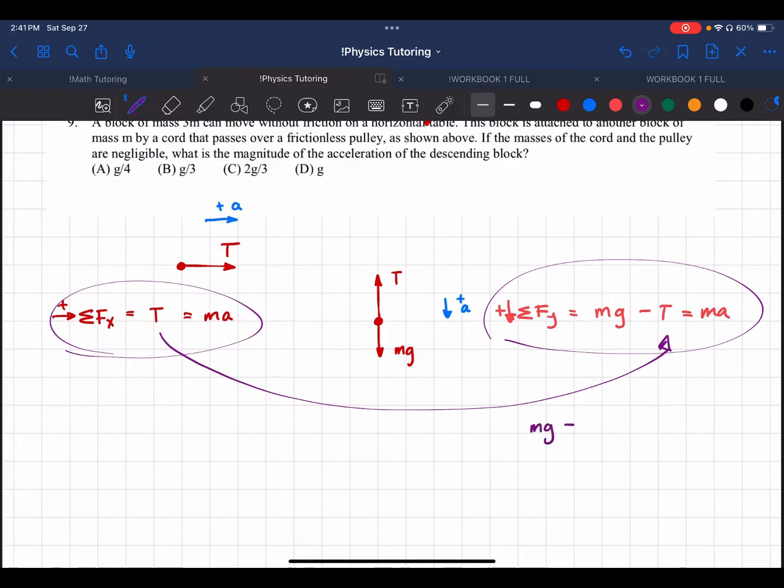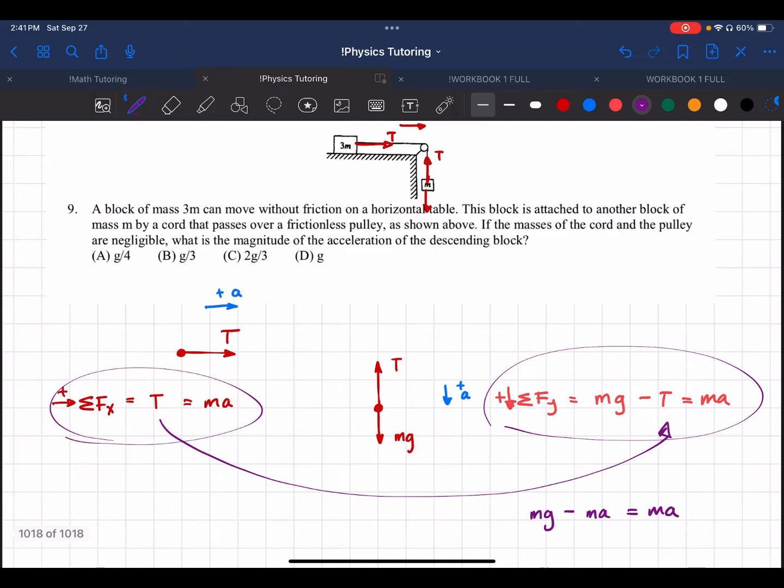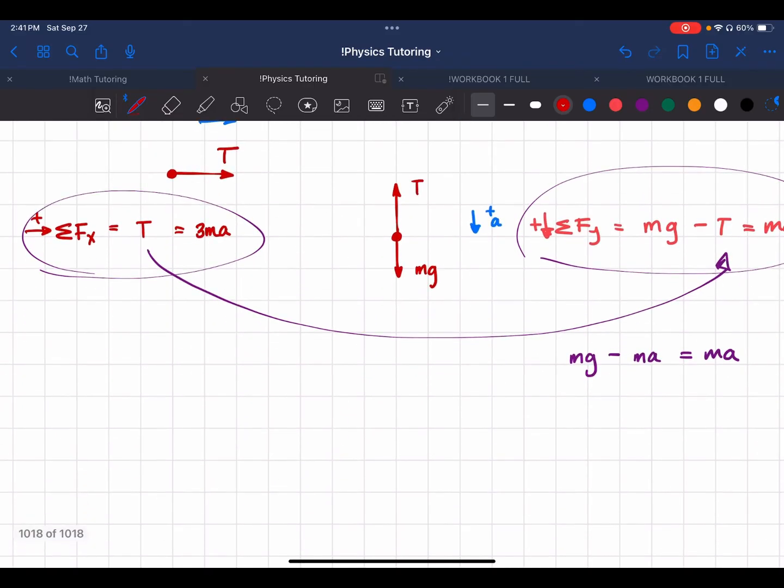Mg minus, what is the MA equals to MA. No, wait, what did I do? I'm sorry. Let me go back. This mass right here is 3, right? 3M. So here I should do 3MA.